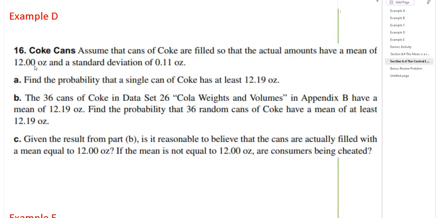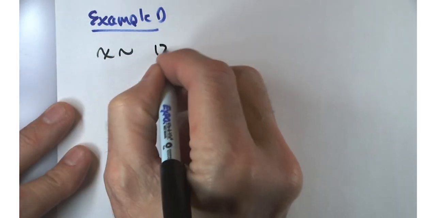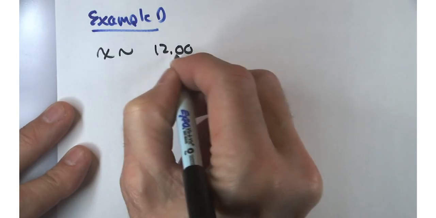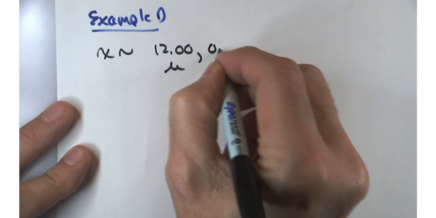Find the probability that a single can of Coke has at least 12.19 ounces. All right, so let's copy down a couple relevant pieces of information here. This is example D. For instance, we're going to assume that we don't have to assume anything. They just tell us that the cans are distributed with a mean of 12 ounces, so that's our mu, and a standard deviation of 0.11.